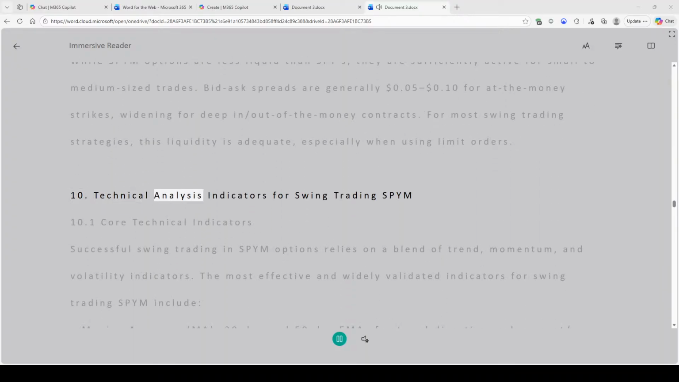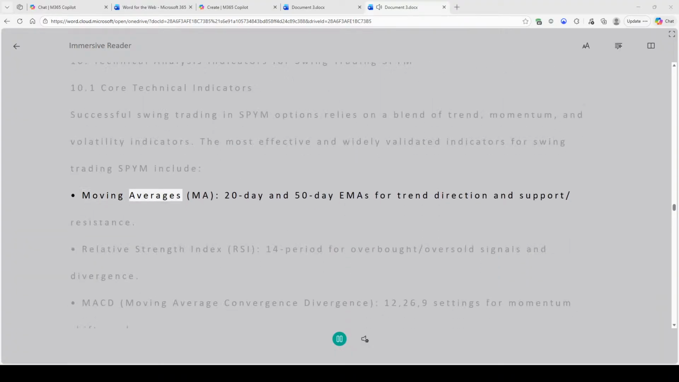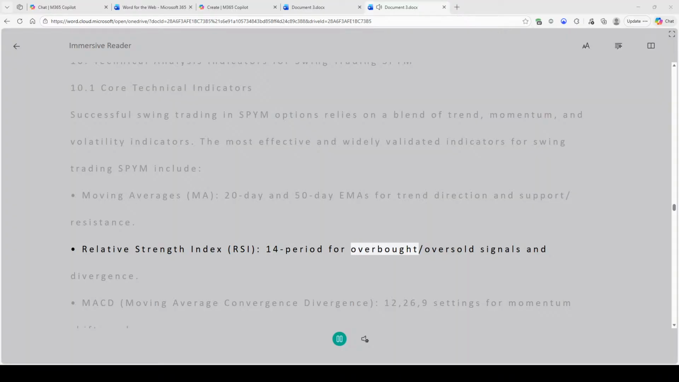10. Technical analysis indicators for swing trading SPYM. 10.1 Core technical indicators. Successful swing trading in SPYM options relies on a blend of trend, momentum, and volatility indicators. The most effective and widely validated indicators for swing trading SPYM include moving averages, MA 20-day and 50-day EMAs for trend direction and support/resistance. Relative Strength Index, RSI 14 period for overbought/oversold signals and divergence.